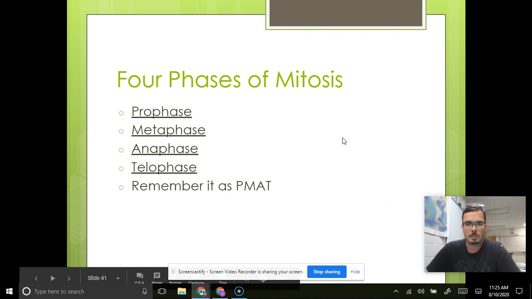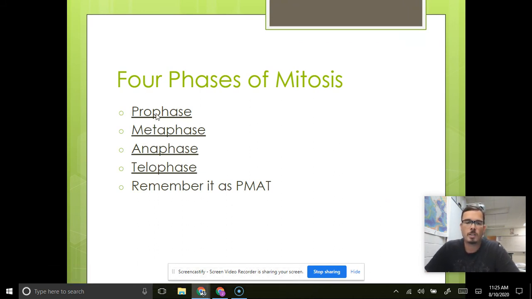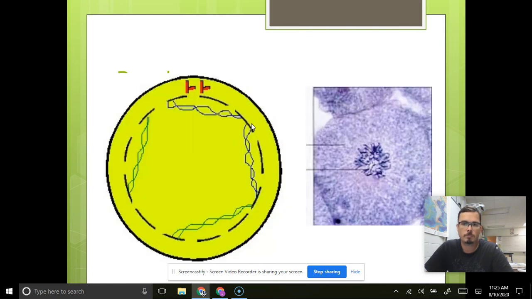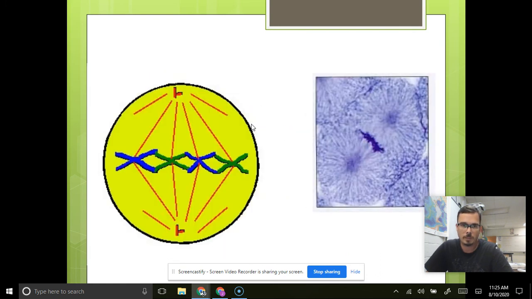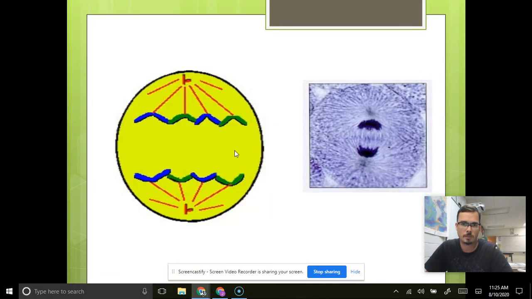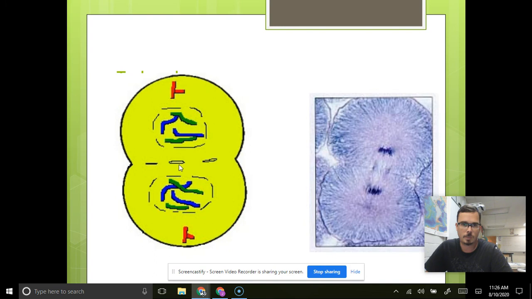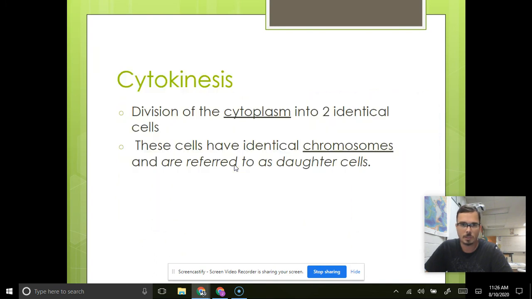There are four phases of mitosis. I remember the mnemonic PMAT. PMAT helps me to remember the phases of mitosis. All right, and then you have prophase, metaphase. Notice the chromosomes are lined up down the middle. Anaphase, where the sister chromatids are being torn apart. And then telophase, and this is right before cytokinesis, which is cell division.